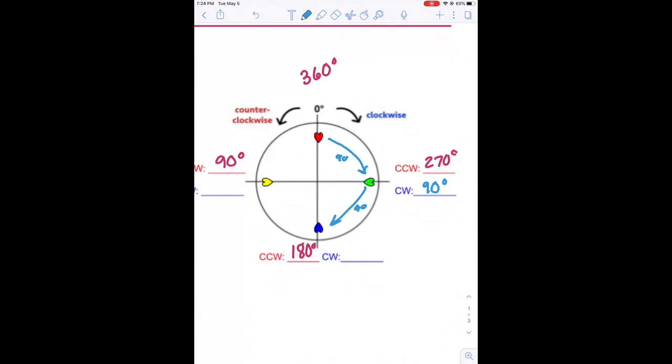Another 90 degrees would get me to 180. And another 90 degrees would get me to 270. And they don't ask for this, but if I did do one more, I would be back at 360.